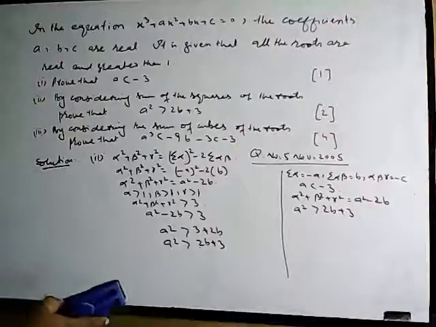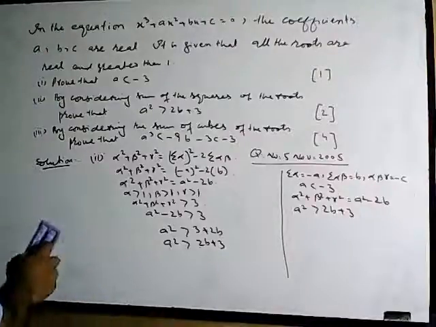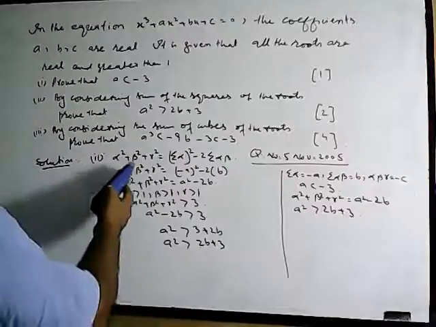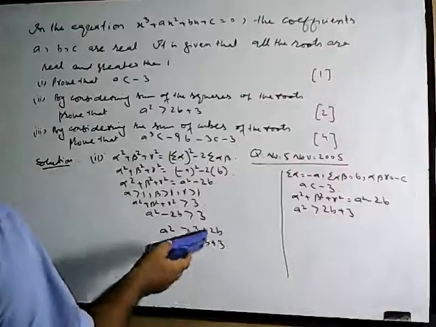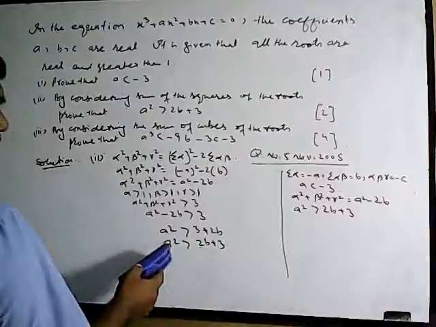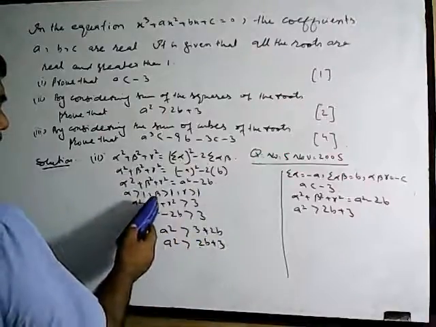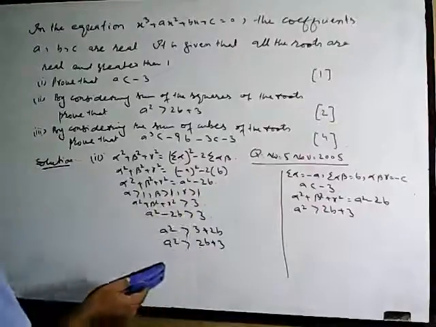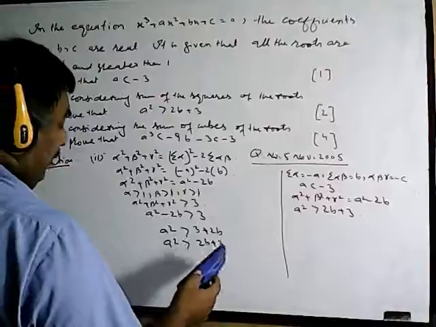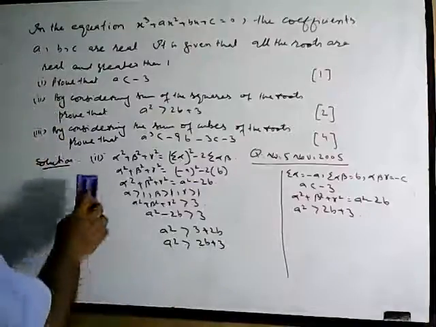Now let us come for the third condition, third part. This was very easy. Sigma alpha square is sigma alpha whole square minus 2 sigma alpha beta. Just put the values and you get that alpha square plus beta square plus gamma square is greater than 3. So a square minus 2b is greater than 3, so a square will be greater than 3 plus 2b. So a square is greater than 2b plus 3.